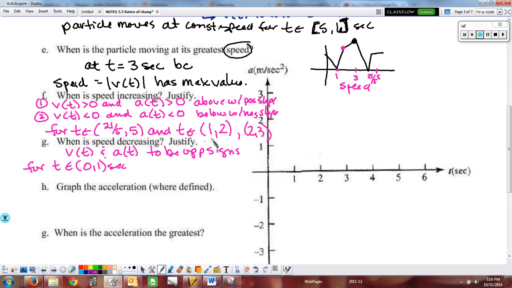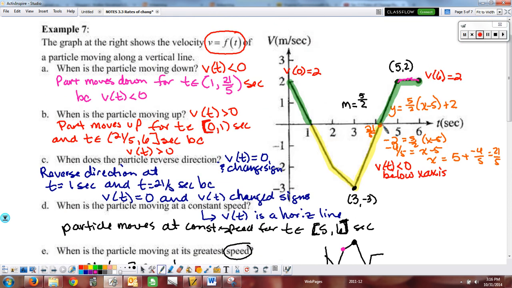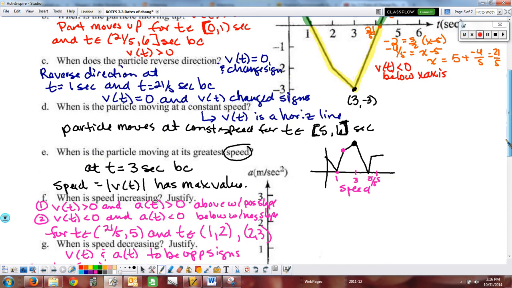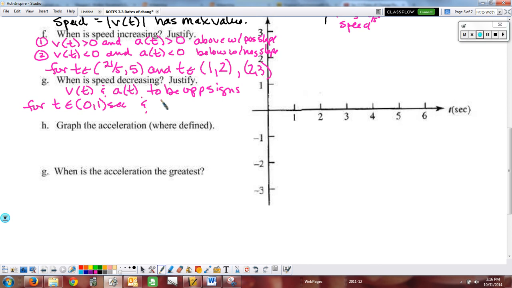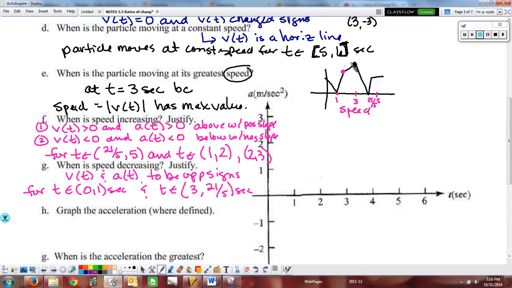And we already took care of 1 to 2, 2 to 3. So now let's look at 3 to 21/5. Right here it has negative velocity, but the slope's positive. So they're working against each other. And t in 3 to 21/5 seconds. Now again, you could look at this on your speed curve and be like, hey, speed decreases here and here. And that's a little easier when you have the graph. I'm kind of emphasizing this because if I was in the graphical or the numeric representation, I'd have to make sure I take a look at that.